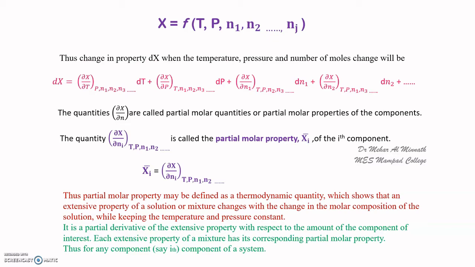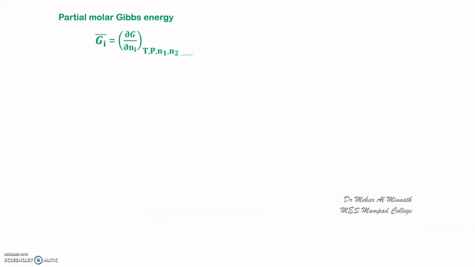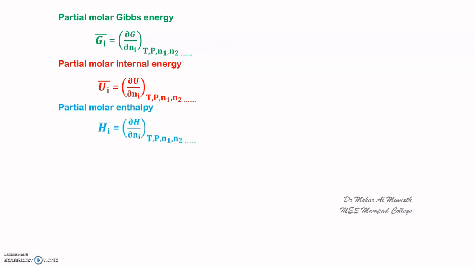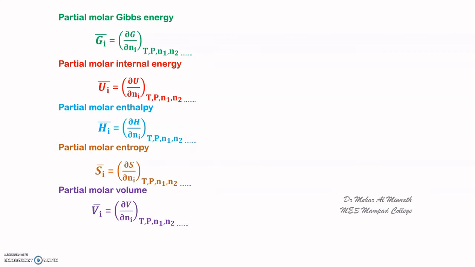Now we have partial molar Gibbs energy: G bar i is equal to ∂G/∂n_i at constant T, P, n1, n2, etc. We can have partial molar internal energy, U bar i. You can have partial molar enthalpy, H bar i, partial molar entropy with respect to the ith component, S bar i, partial molar volume with respect to the ith component, V bar i, etc.